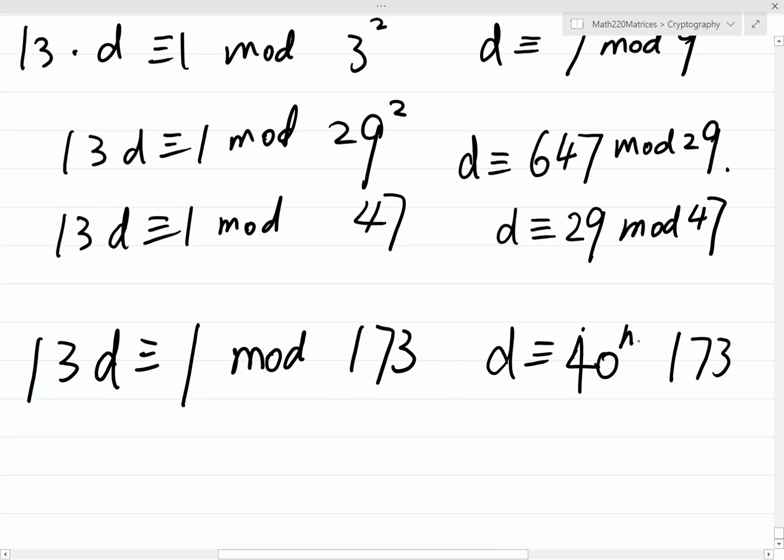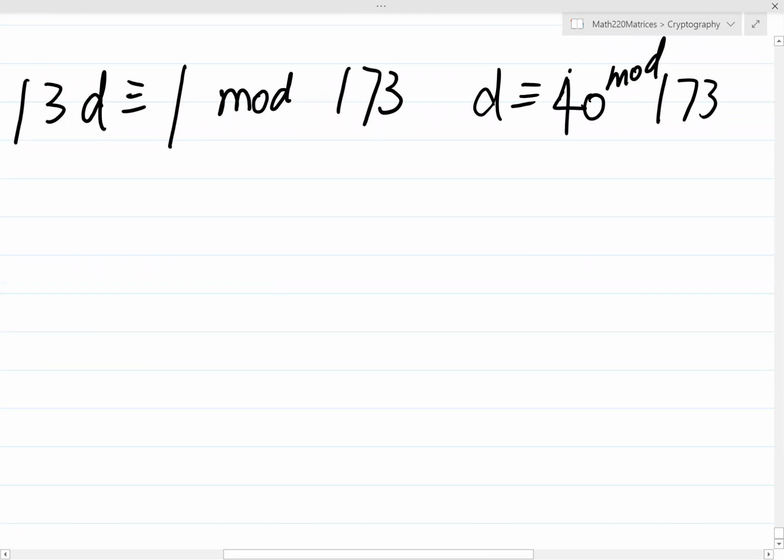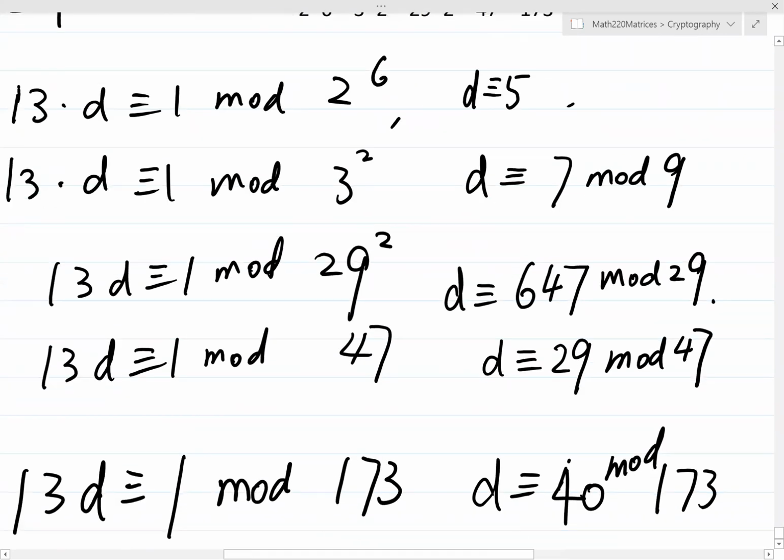Now, to write down the conditions, you have a bunch of congruence relations.